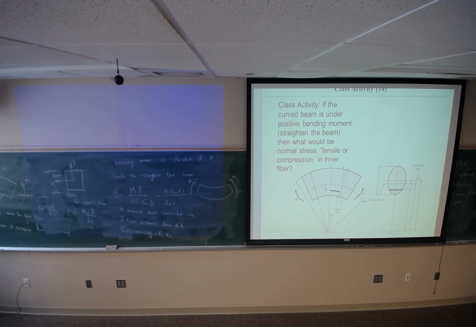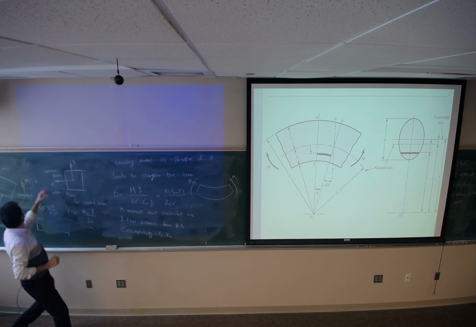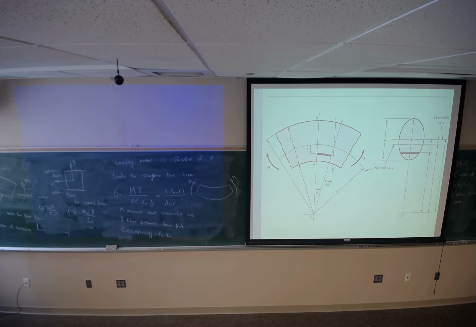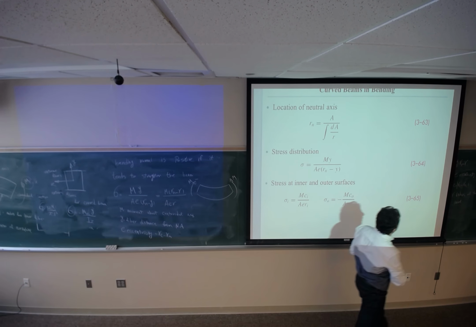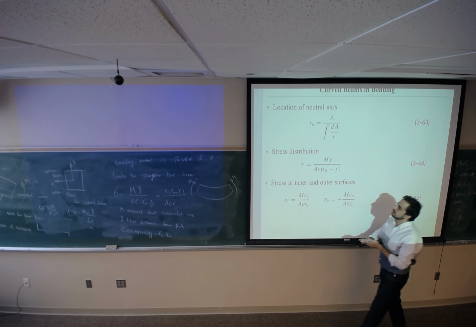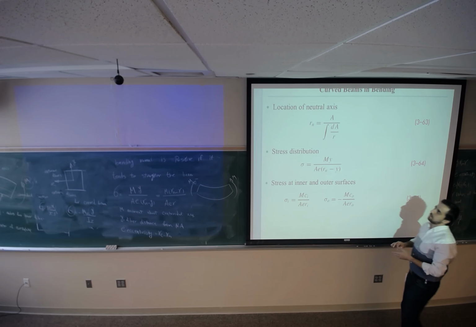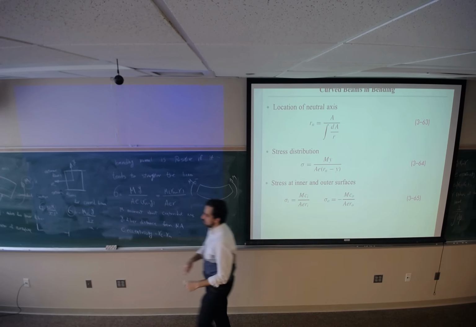So how can we find Rn? I should talk about the location of the neutral axis. The location of the neutral axis comes from calculating this ratio: the cross-section area, whatever the cross-section is, divided by the integration of dA over R. I don't expect you to do the integration, just look at table 3-4.